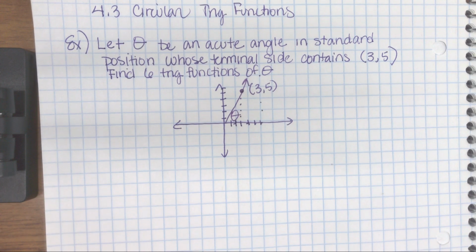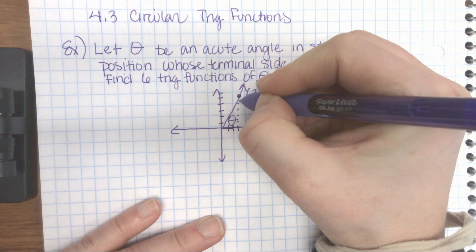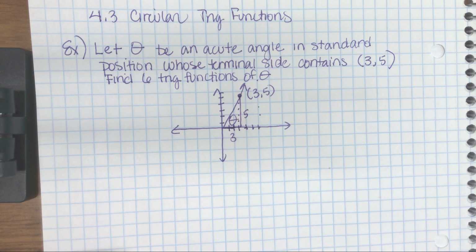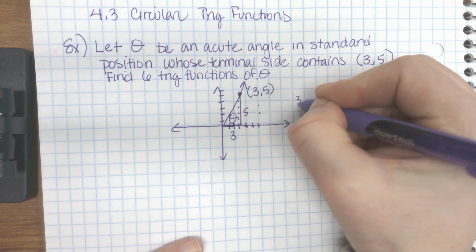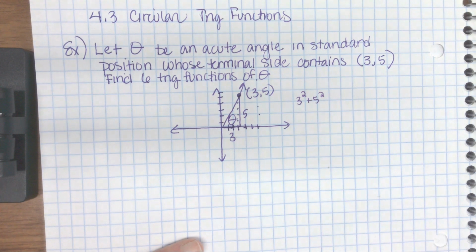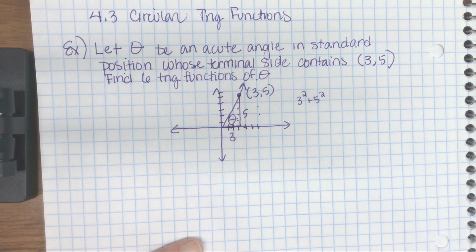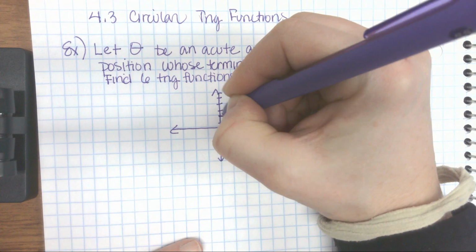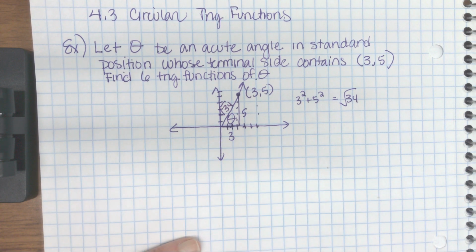So if you want to think of this as a triangle, over 3, up 5, if I wanted to find the 6 basic trig functions, I'm going to need to find the hypotenuse. So I do that. 3 squared plus 5 squared. Let's see, that's 9 plus 25, right? Which is 34. I'm going to leave it as the square root of 34. Okay, this is called a reference triangle.